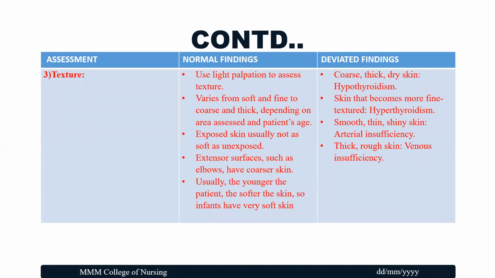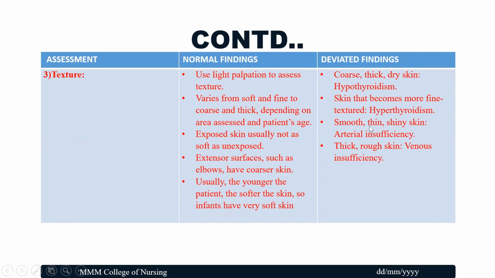Next is the texture. When it comes to texture, use light palpation to assess texture. It varies from soft and fine to coarse and thick, depending on the area which is assessed, and the client's age also matters. Exposed skin is usually not as soft as unexposed skin. Extensor surfaces such as elbows have coarser skin, and usually younger clients have softer skin. Infants have very soft skin. These are the normal findings.